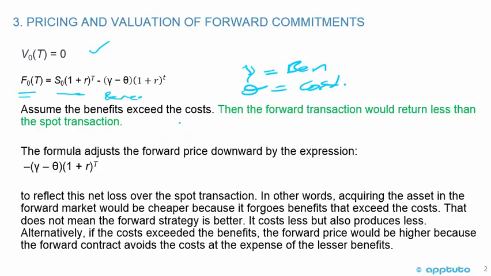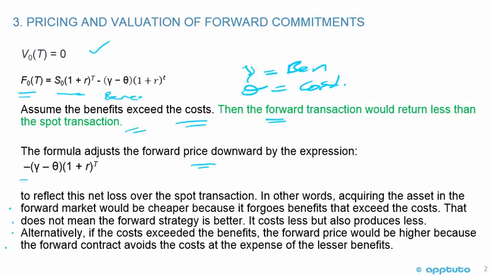So assume that the benefits exceed the costs, then the forward transaction would return less than the spot transaction. You can see that the formula adjusts the forward price downward by the expression minus benefits minus the costs, the future value, times 1 plus r to the t, to reflect this net loss over the spot transaction. In other words, acquiring the asset in the forward market would be cheaper because it forgoes benefits that exceed the costs, okay? That does not mean the forward strategy is better. It costs less, but also produces less.